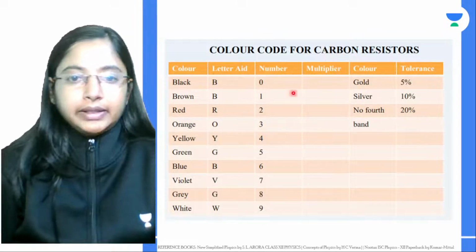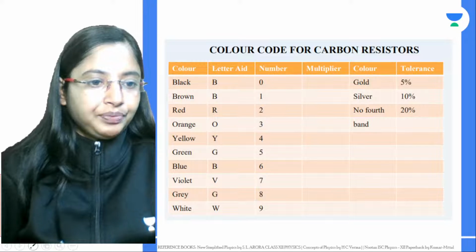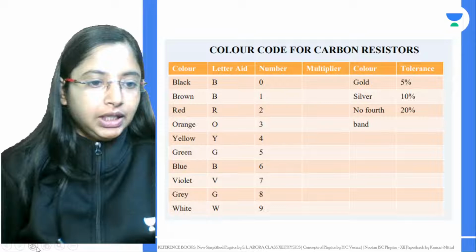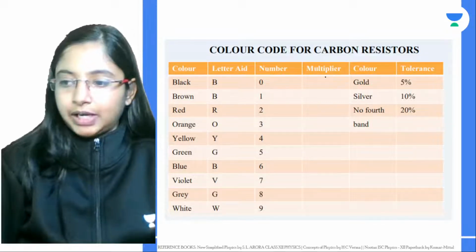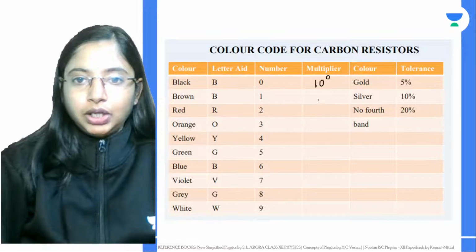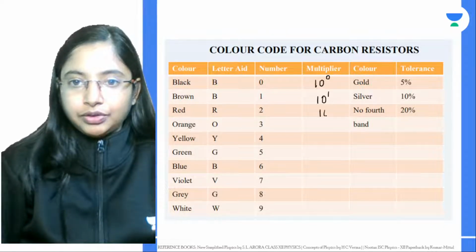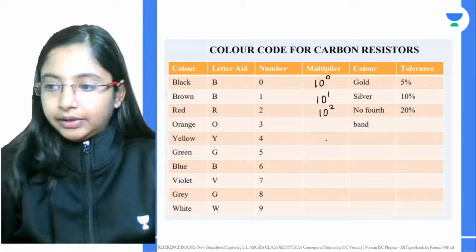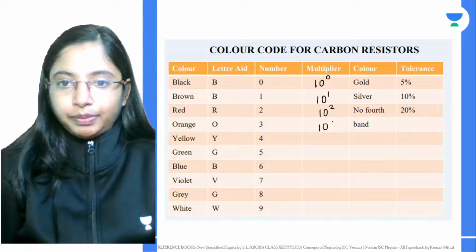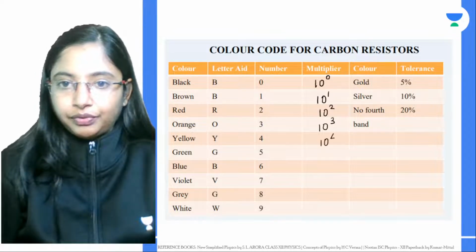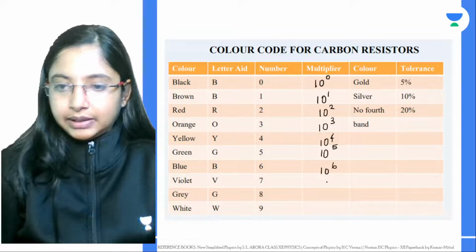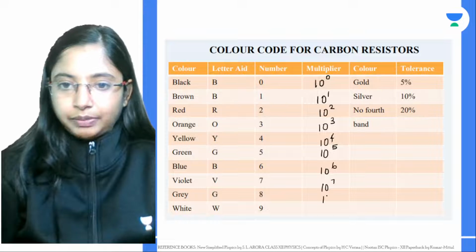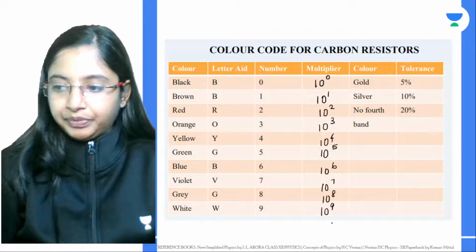Okay, and there is actually a multiplying factor also. Now for the multiplying factors, when you see black, the multiplying factor in this case will be 10 to the power of 0, and then you have 10 to the power of 1, 10 to the power of 2, right? And for orange you have 10 to the power of 3, 10 to the power of 4, 10 to the power of 5, 10 to the power of 6, 10 to the power of 7, 10 to the power of 8, and 10 to the power of 9.